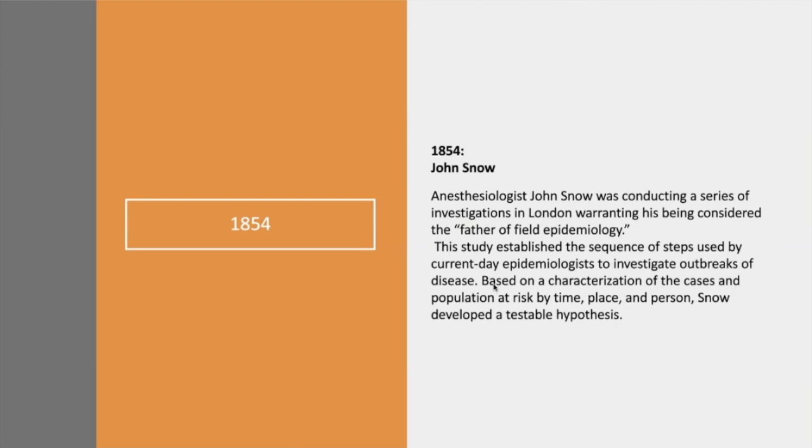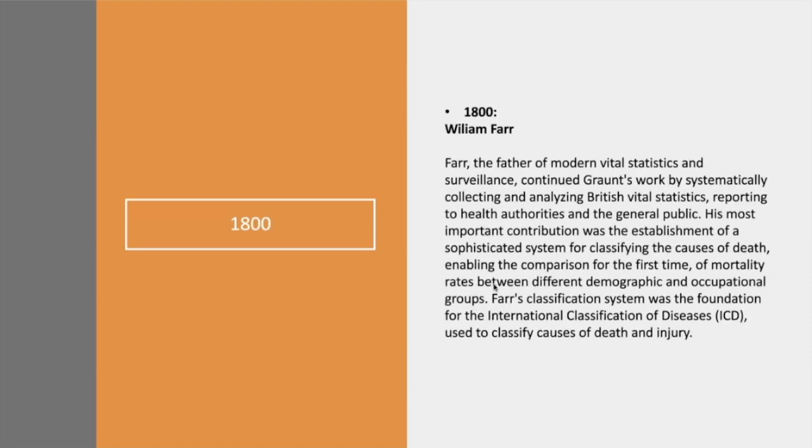In 1854, anesthesiologist John Snow was conducting a series of investigations in London, warranting his being considered the father of field epidemiology. This study established the sequence of steps used by current-day epidemiologists to investigate outbreaks of disease. Based on a characterization of the cases and population at risk by time, place, and person, Snow developed a testable hypothesis.